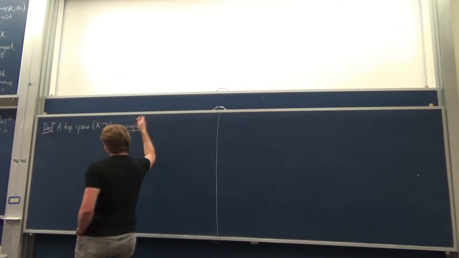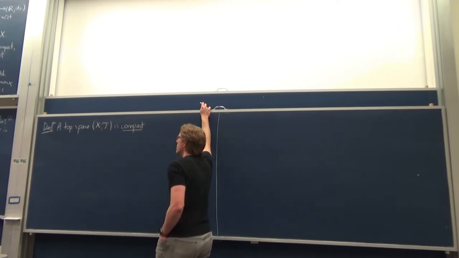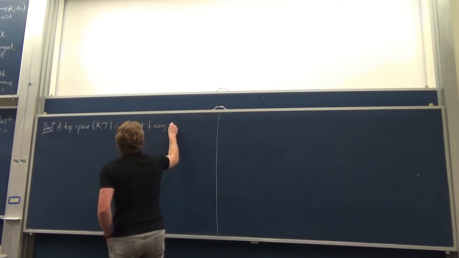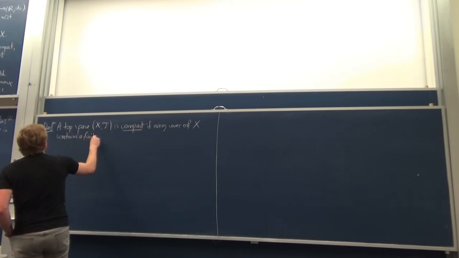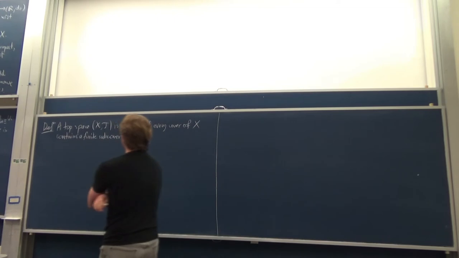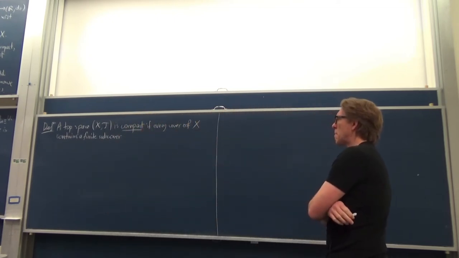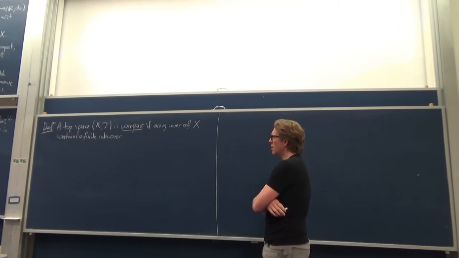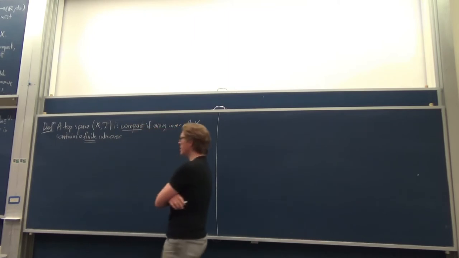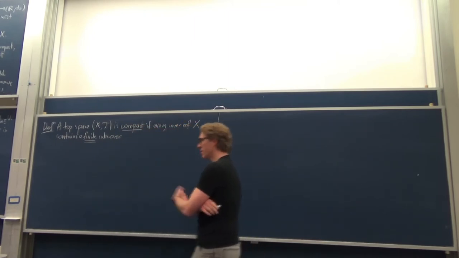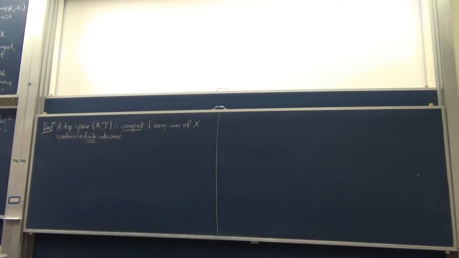A space is called compact, as distinguished from the word sequentially compact, which I've used to only apply to metric spaces, if every cover of X contains a finite subcover. It's a kind of remarkable definition, for a few reasons. One of which is that it makes very precise the sense in which compact spaces are finite. I don't think the intuitive content of this definition is immediately obvious, as compared, for instance, to the previous one. But we'll extract some of that content with the main theorem, which shows that for a space which comes from a metric space, the definitions agree.